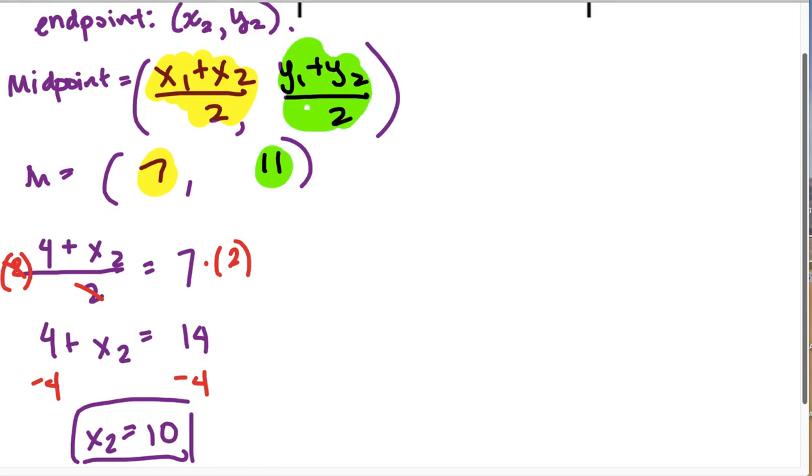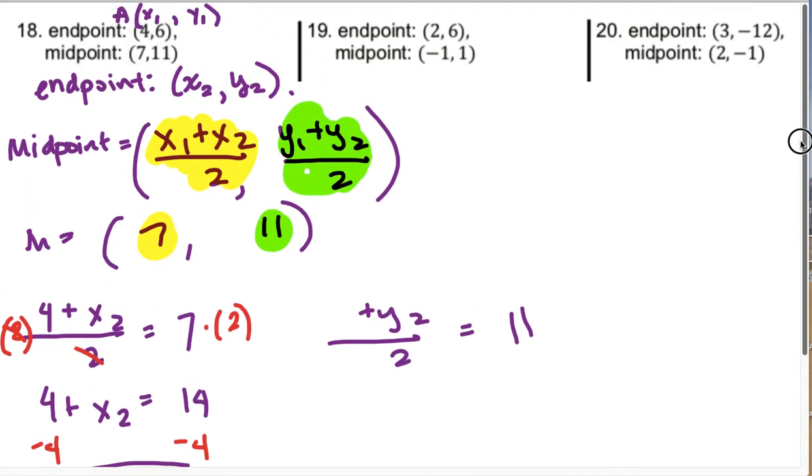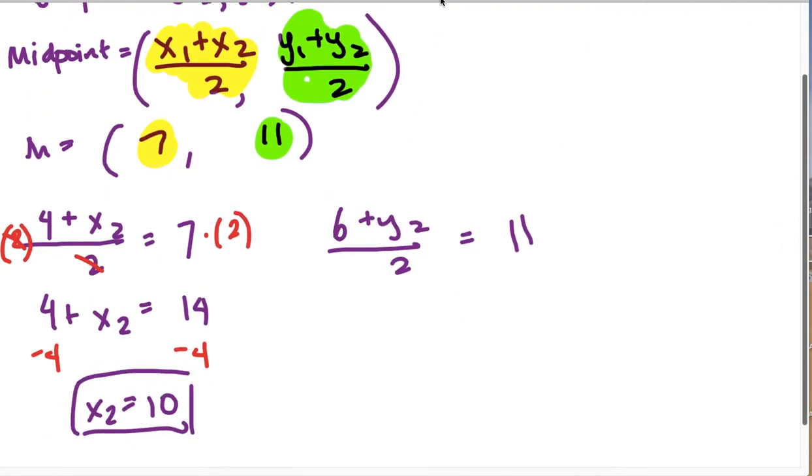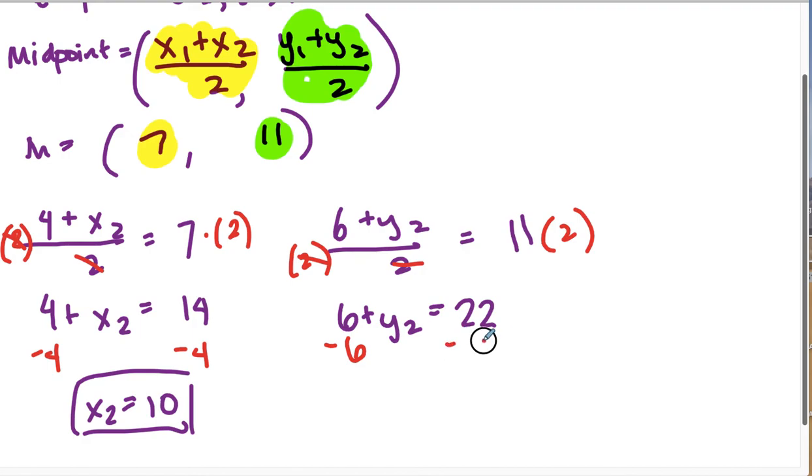Okay, now the second part. The second part is y sub 1 plus y sub 2 over 2 is equal to 11. Same idea as I had done with the x's. I'm going to replace what I know, and I know that y sub 1 was 6. Now I'm going to multiply both sides by 2 so I can get rid of the denominator. And I have 6 plus y sub 2 equals 22. Now we subtract 6 from both sides, and we have y sub 2 equals 16.